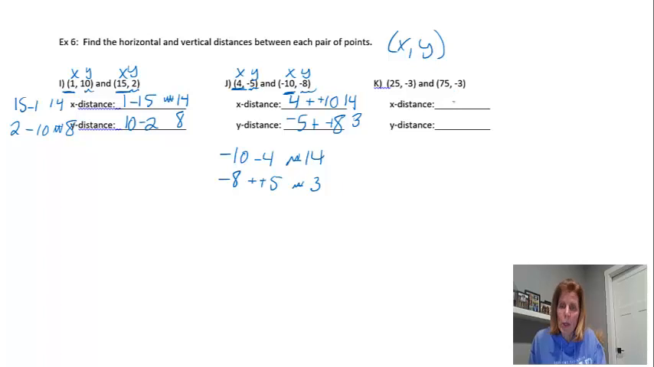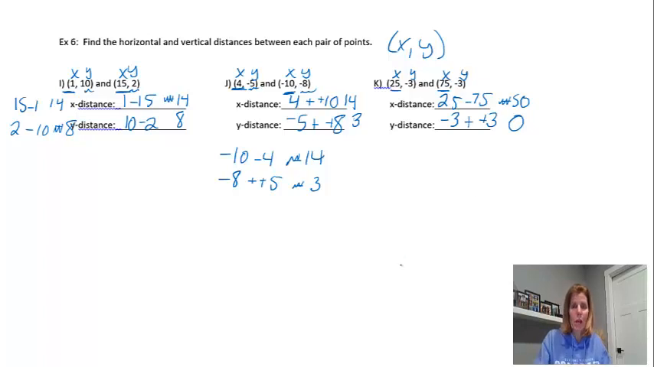Okay, I'm going to do one more here. My x distance and my y distance. So x and x, y and y. I'm going to underline my x's. So if I subtract, I'm going to get 25 minus 75. That will give me negative 50. And again, for right now, this video, we're going to ignore that negative sign. And then my y distance will be negative 3 minus negative 3. So if I do leave change opposite, negative 3 and a positive 3 is going to be 0. So there is a 0 y distance between those two.